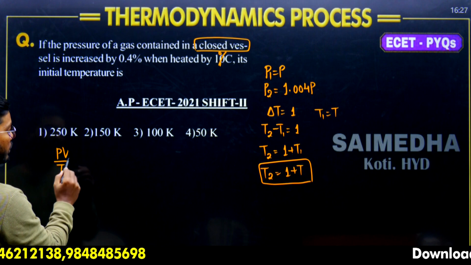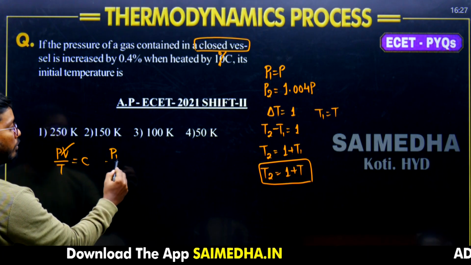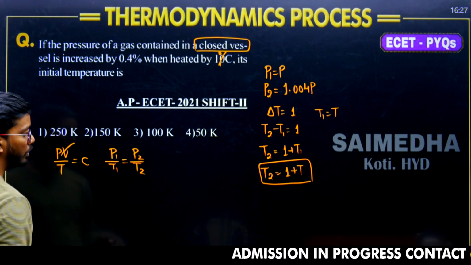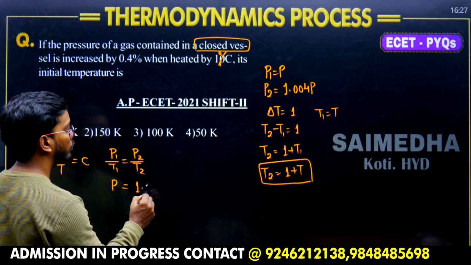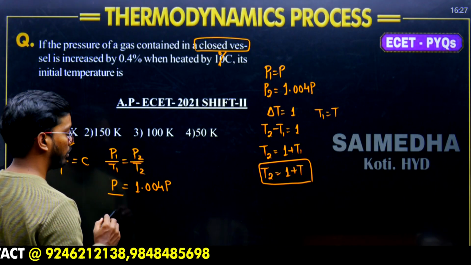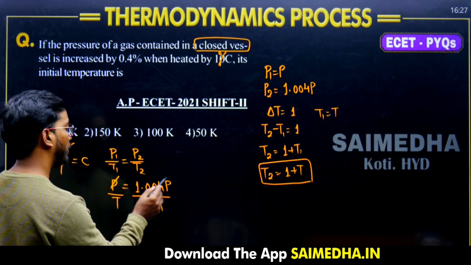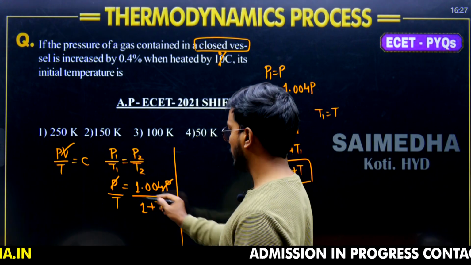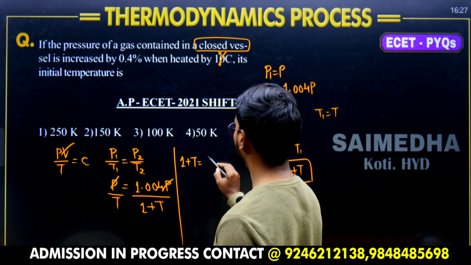PV by T is constant in the ideal gas. Volume is constant for the closed vessel. So what is the relation now? P1 by T1 is equal to P2 by T2. T2 is what we need to find out. So P1 is equal to P, P2 is equal to 1.004 times P. T1 is equal to T, T2 is equal to 1 plus T. P and P get cancelled. What is it going to become now? Cross multiply: 1 plus T is equal to 1.004 T.